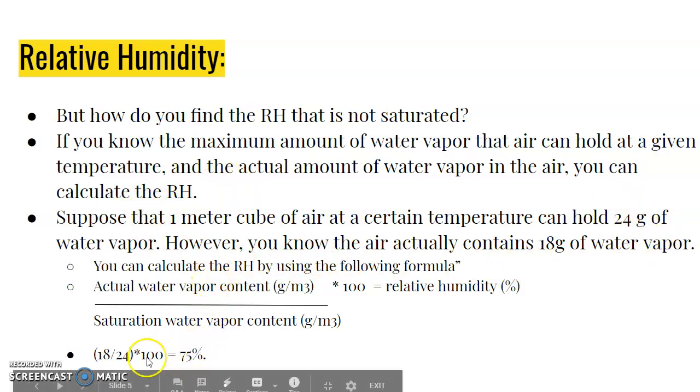So what we do is divide 18 by 24 and then multiply it by 100 to give us a percentage, and that is 75%. So we can say that the relative humidity of the air at that certain temperature is 75%.